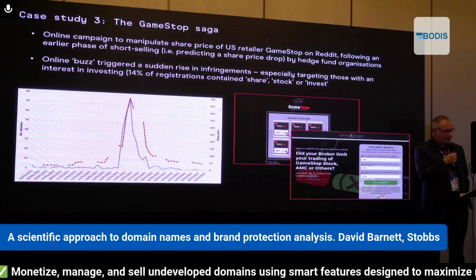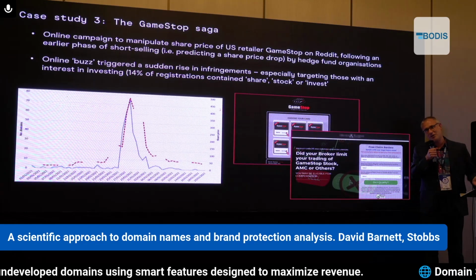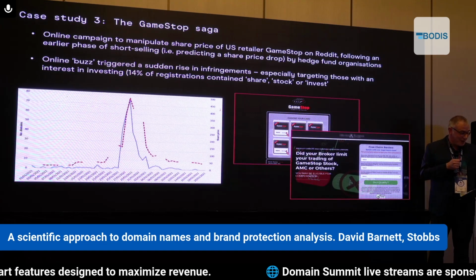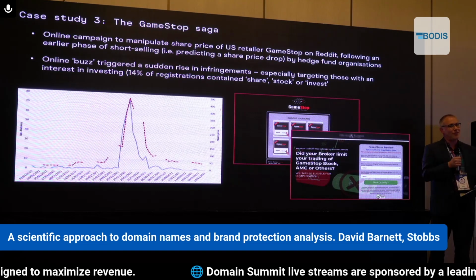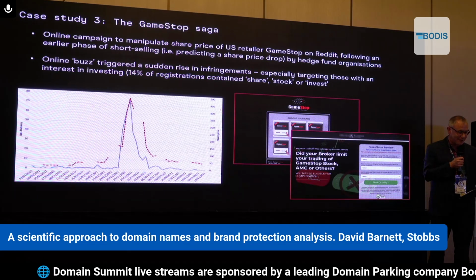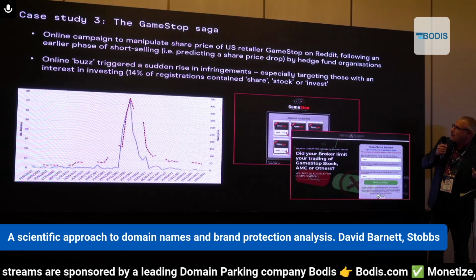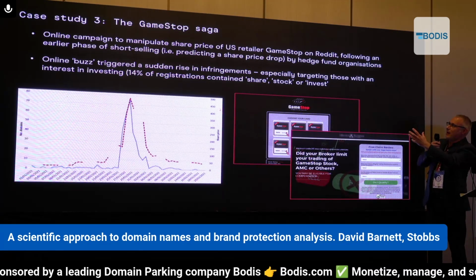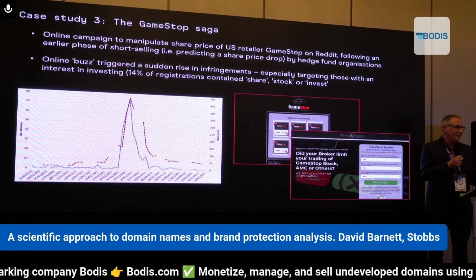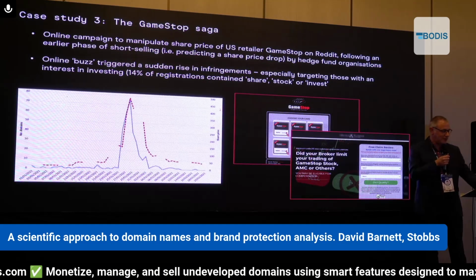So the guys on Reddit decided, wouldn't it be funny if we put together a campaign that drives the share price up, and then these guys all lose money. So they did that. It worked. And what happened off the back of that is that once GameStop got into the public eye and people were aware that these things were happening, it triggered a rise in unrelated infringements. People were registering domains containing GameStop and also share, stock, and invest. They were taking advantage of the campaign that was going on to try and drive people to invest through their own fraudulent investment sites.